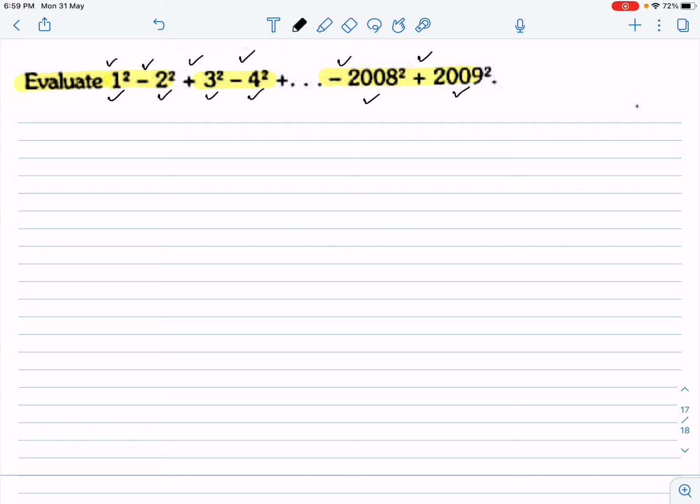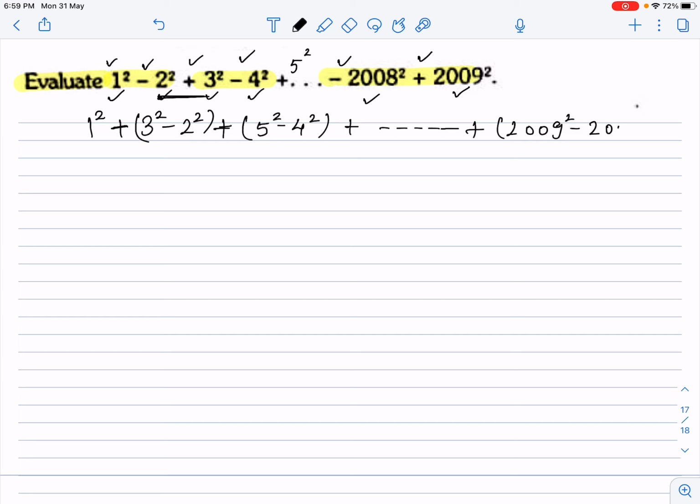So I'm going to rewrite this question so that it becomes easier to solve. Guys, 1 square I have written separately over here, and 3 square minus 2 square can be written after rearranging these two terms, and then later on it can be written as 5 square minus 4 square over here, because somewhere here 5 square would be there. Then at the last place it could be written as 2009 square minus 2008 square.